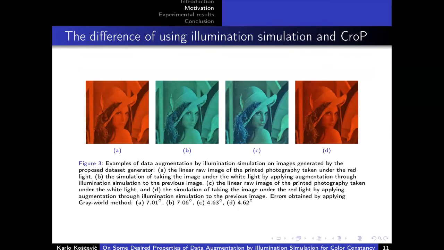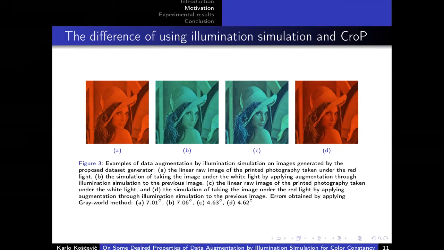A simple way to demonstrate the difference between using augmentation through illumination simulation and using the crop generator, which generates realistic raw images, is an example applying gray world moment-based methods to images created with both of these approaches, and then comparing the obtained results by measuring the error of the estimations. We did that in the following experiment, whose results are shown in figure 3 here.